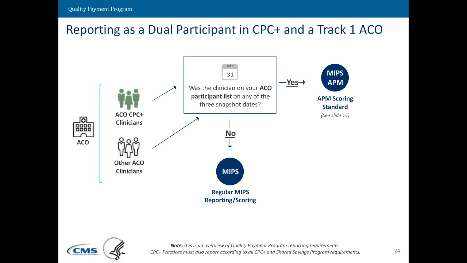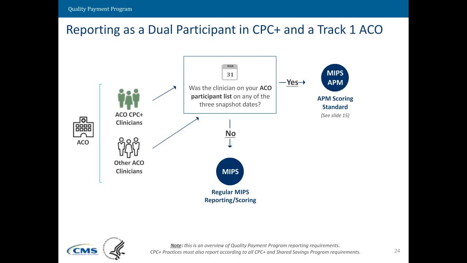The first step is asking whether you are on the Shared Savings Program participant list on any of the 3 snapshot dates. If you are not on the Shared Savings Program participant list on any of those 3 dates, you only need to be on one, then you should elect to report to MIPS either as an individual or as a group TIN, and you're reporting according to all MIPS normal reporting and scoring requirements.